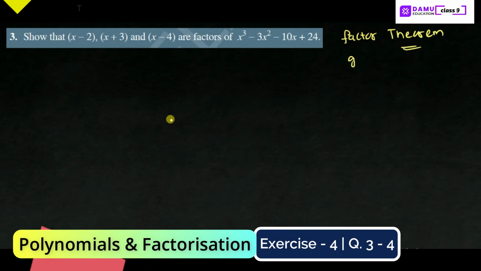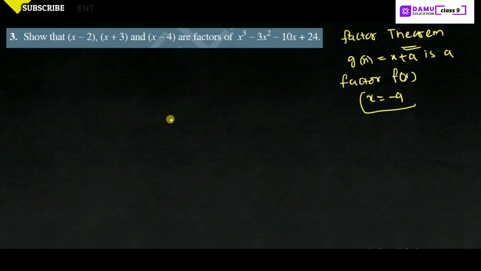Let g of x, that is x plus a, be a factor of f of x. Then if you equate x plus a with 0, x is equal to minus a. Then what is the remainder? The remainder will be equal to 0. That is our factor theorem. So if you substitute the x value here, then you will get 0. That is the remainder. The remainder will be 0.